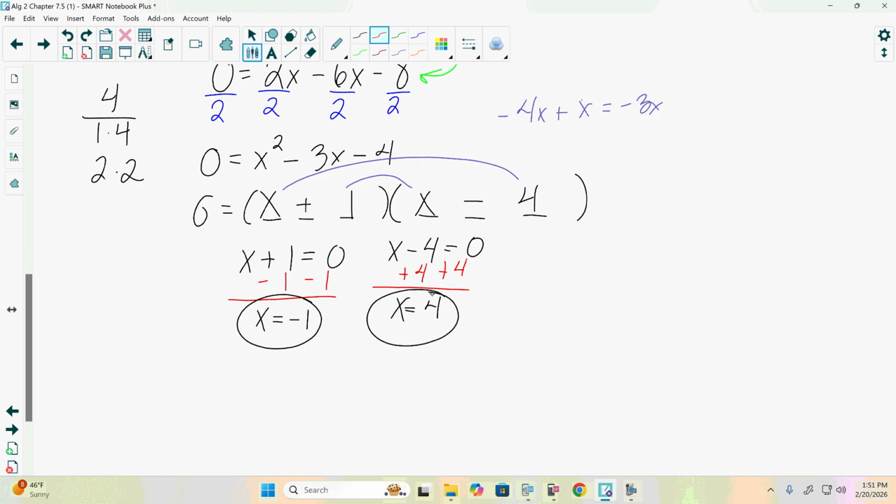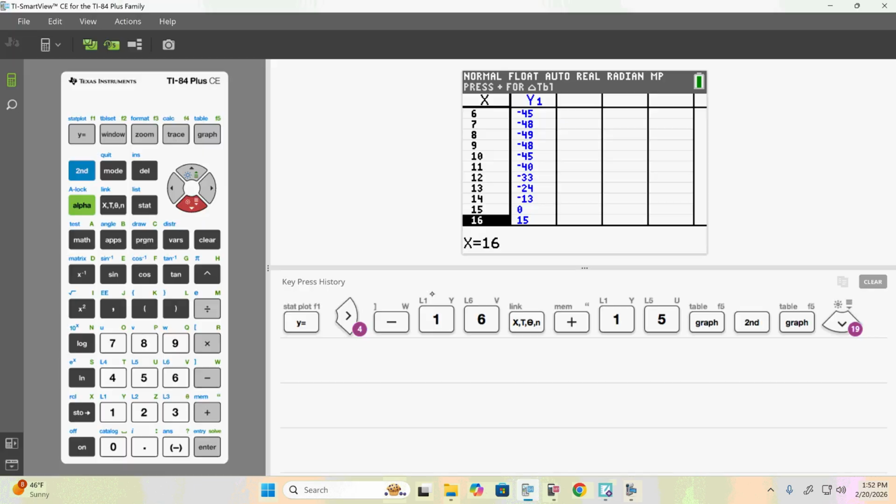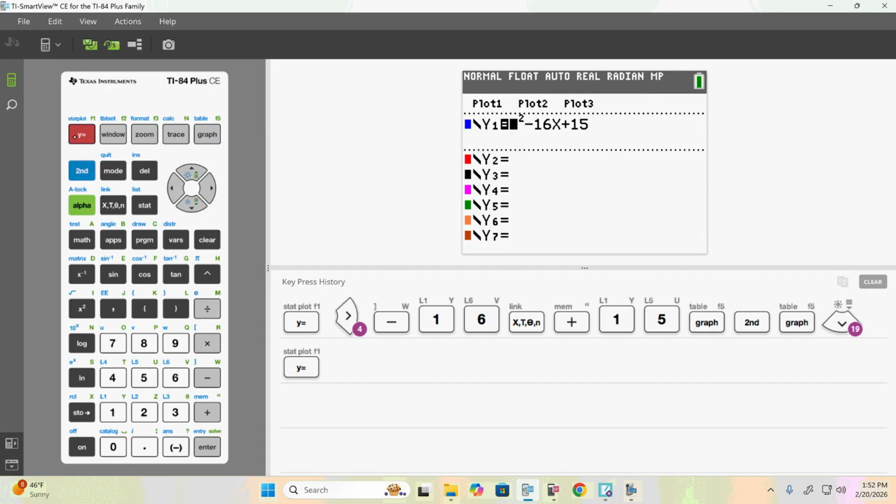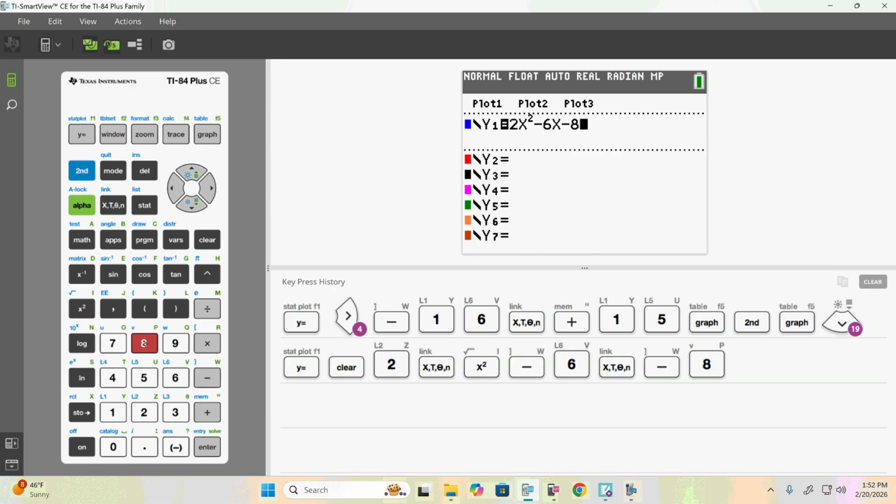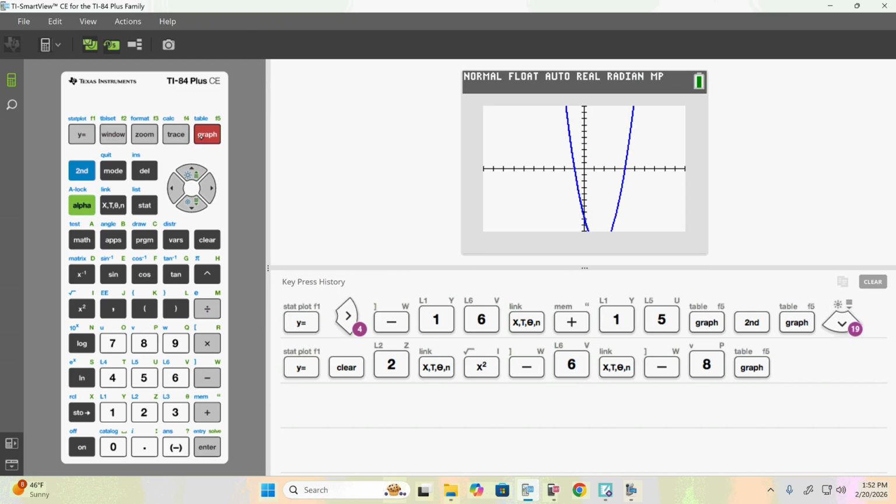So the 2 solutions are negative 1 and 4. Questions on this here? I'll go back to it. This was our one starting equation, 2x squared minus 6x minus 8. There's the graph, and we can see at negative 1 and 4, it does cross the x-axis.